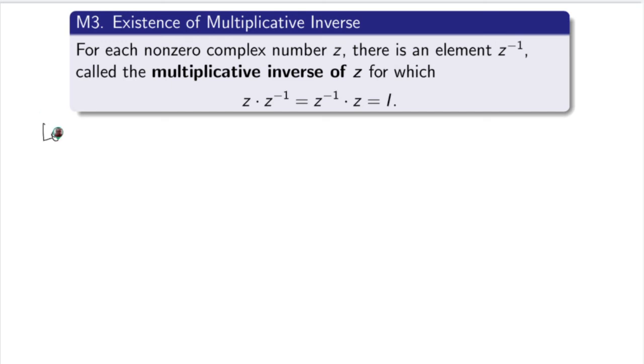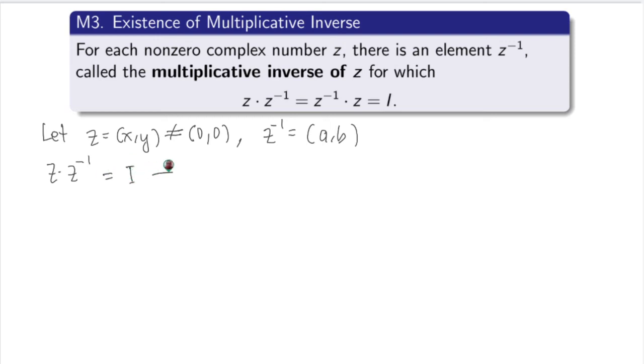So let's say C equals the complex number xy, which is not the same as the zero complex number. For now, let's denote C to the negative 1 as the complex number AB. We want to find the complex number AB such that when we multiply C and C inverse, we get the multiplicative identity I. That means when we multiply xy and AB, we get the complex number 1, 0.